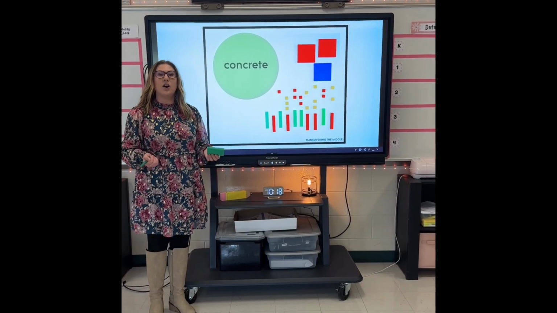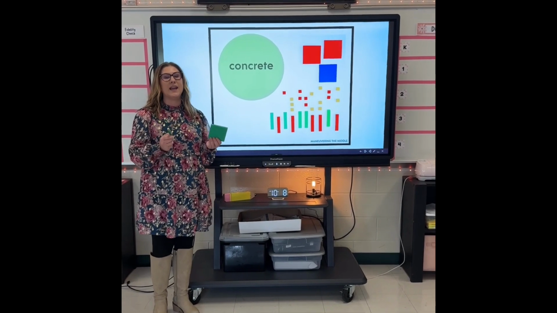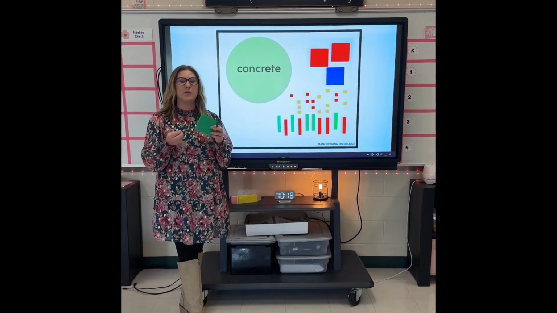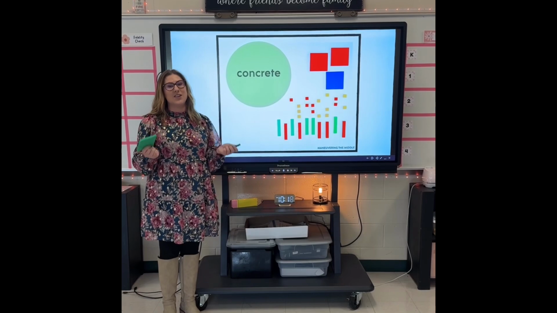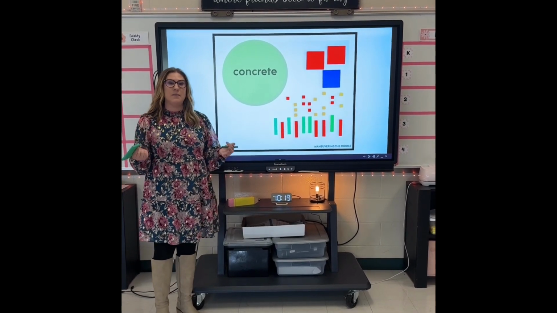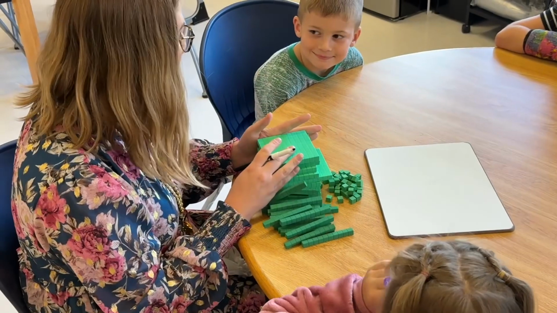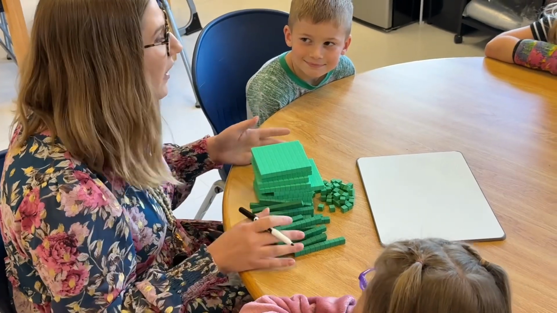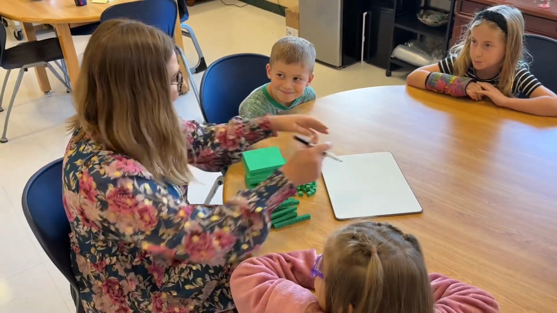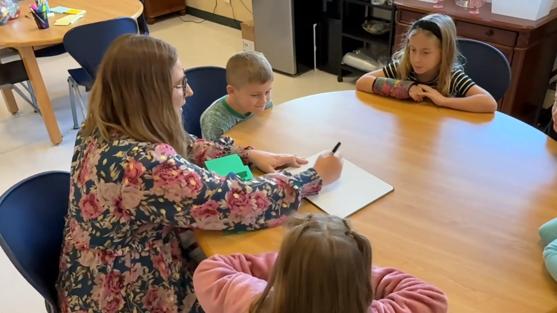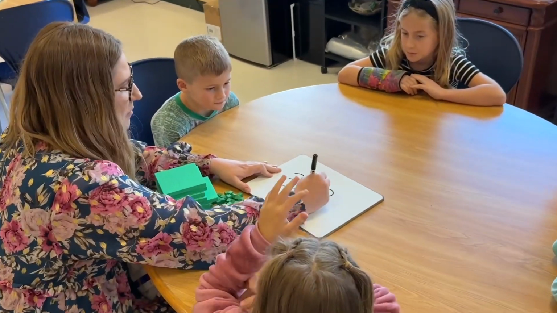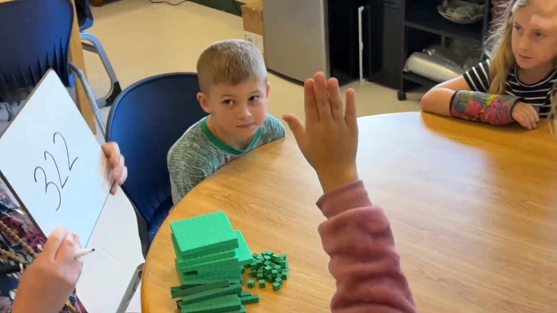When we talk about the concrete stage, we're going to be using hands-on manipulatives that students are able to put their hands on and use to understand the concept in a more deep and meaningful way. So we're going to be using these manipulatives to help us form numbers today. So can anybody read this number to me? If you think you can read it, go ahead and say it.